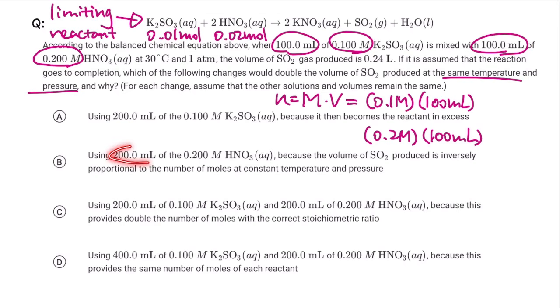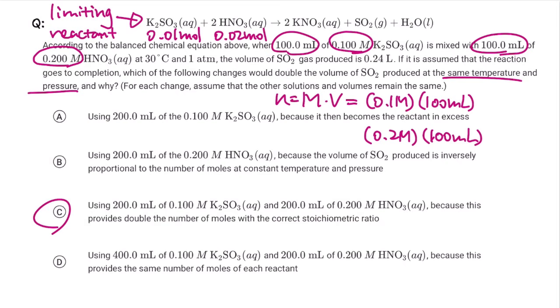B, 200 milliliters of 0.2 molar of the nitric acid. So when you double it, it's still the excess reactant. The limiting reactant is still 0.01 mole, so it's not going to double the production of the sulfur dioxide. C, using 200 milliliters of 0.1 molar of the potassium sulfide and 200 milliliters of 0.2 molar of the nitric acid, because this provides double the number of moles with a correct stoichiometric ratio. Well, that is the right answer.